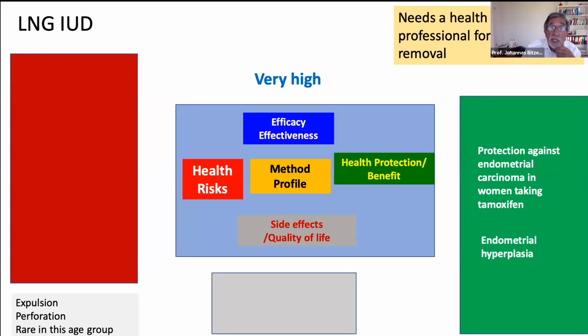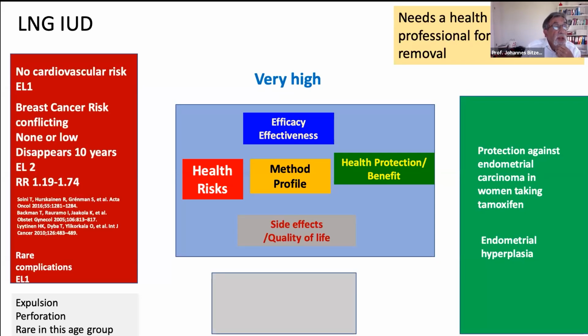What about the LNG IUD? Again, you need a health professional. It's not under the control of the woman. There are rare complications in the context of the use. You have no cardiovascular risk, breast cancer risk conflicting, none or low. It disappears certainly after 10 years. You know all about these studies that come to controversial results, but one of the important studies is that there is no long-term negative impact on breast cancer risk, in the sense that women after menopause who used it before have a higher risk. There is bleeding irregularity, amenorrhea. We know about that. Amenorrhea can be an advantage.